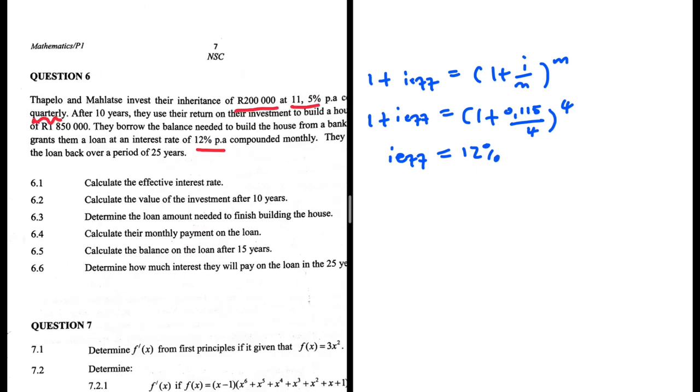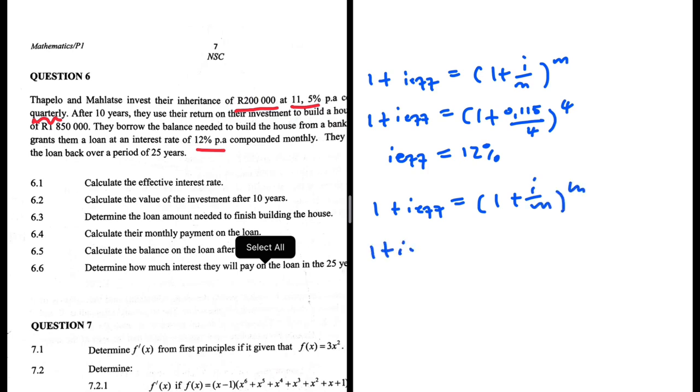So if we were to calculate the one for the loan, we would follow the same steps. We would have 1 plus the effective interest being equal to 1 plus the interest divided by m, to the power m. But there's a major difference here. The interest for the loan is 12%, which we can write as 12% or as 0.12. But now it is compounded monthly, so the m would change. In this case, it will be 12 because we have 12 months in a year. And then we go on to also calculate the effective interest.